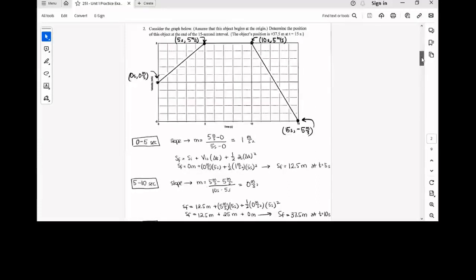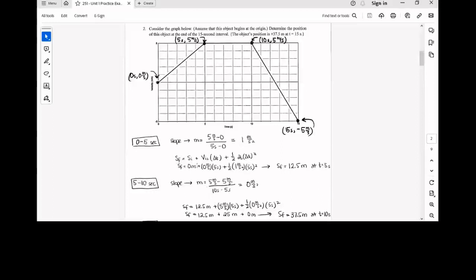This first one involves computing the slopes of the sections of the graph, because since this is a velocity graph, the slope will give me information about the acceleration. So between 0 and 5 seconds, the slope is positive 1 meter per second squared. I can take that slope and recognize that it is going to be the acceleration for the interval from 0 to 5 seconds. And I'm using a kinematic equation for position.